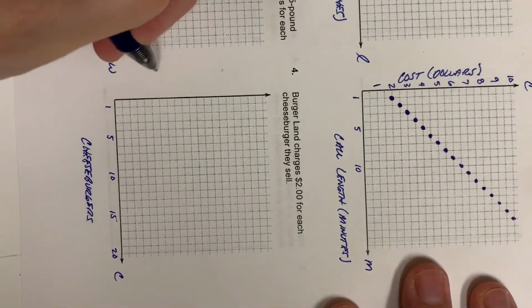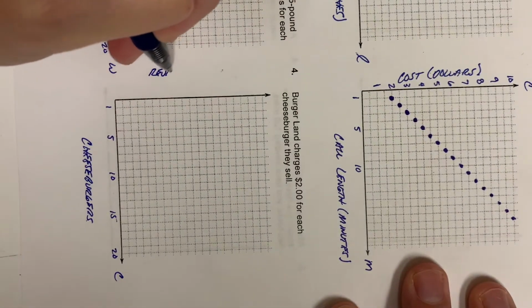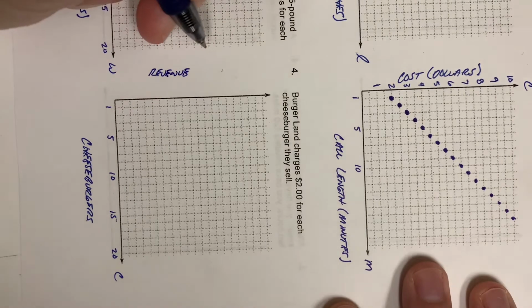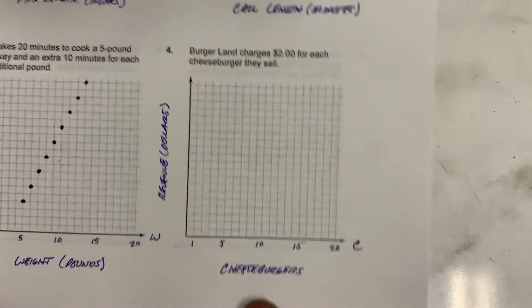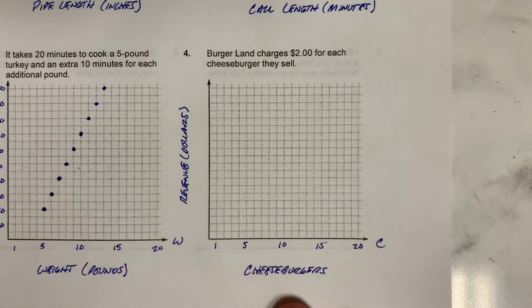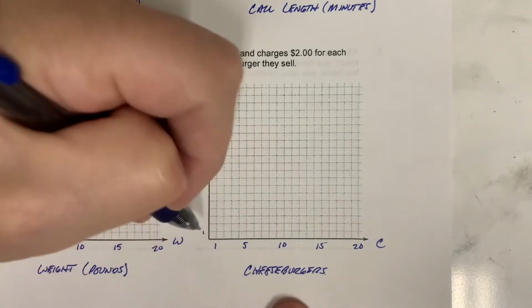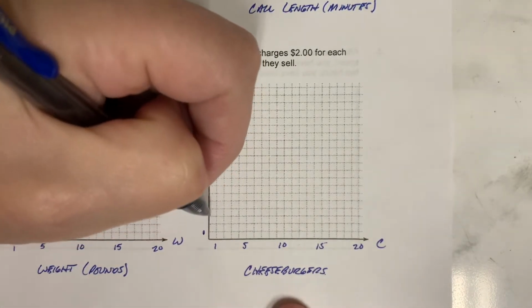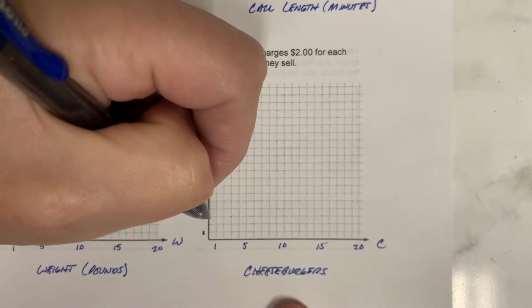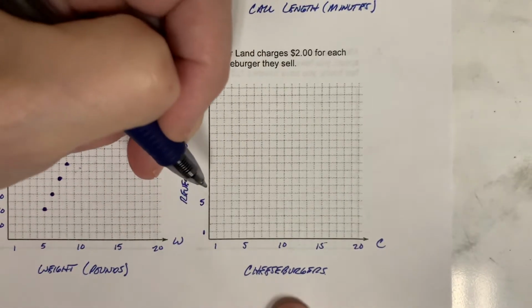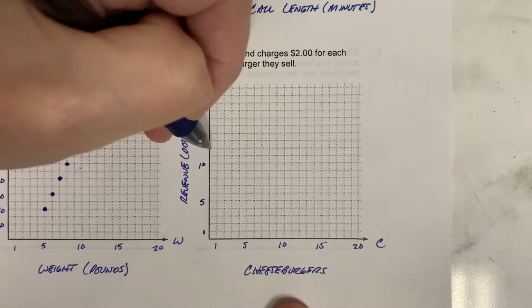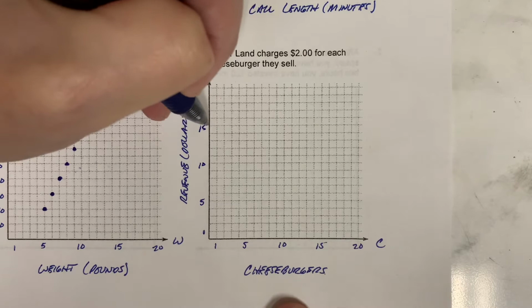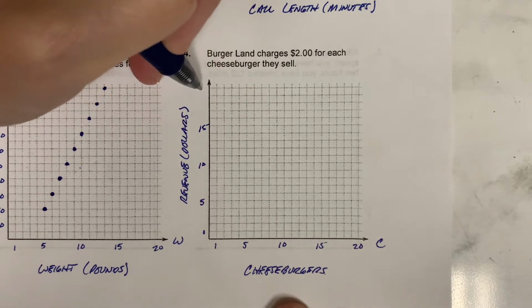So that's going to be revenue. And that will be in dollars. Revenue is the amount of money a business takes in from sales. And so we're going to let those go by ones. So 1, 2, 3, 4, 5, 6, 7, 8, 9, 10, 11, 12, 13, 14, 15, 16, 17, 18, 19, 20.